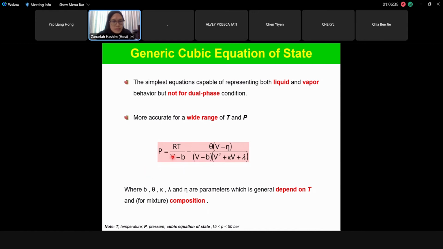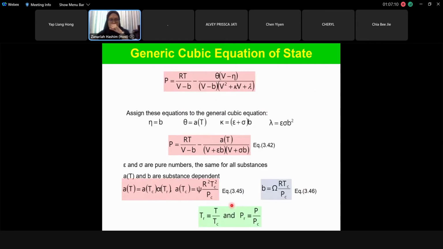So you can see the term V kat sini kan, and then you have V and then V squared here. That's why I said just now, when you have bila you darab sini V times V squared, you get V cubic power 3. That's why we call it cubic equation. Okay, so in this case, B, theta, kappa, lambda and eta, they are parameters which are generally dependent on the temperature, and for mixture, it depends on composition. Okay.